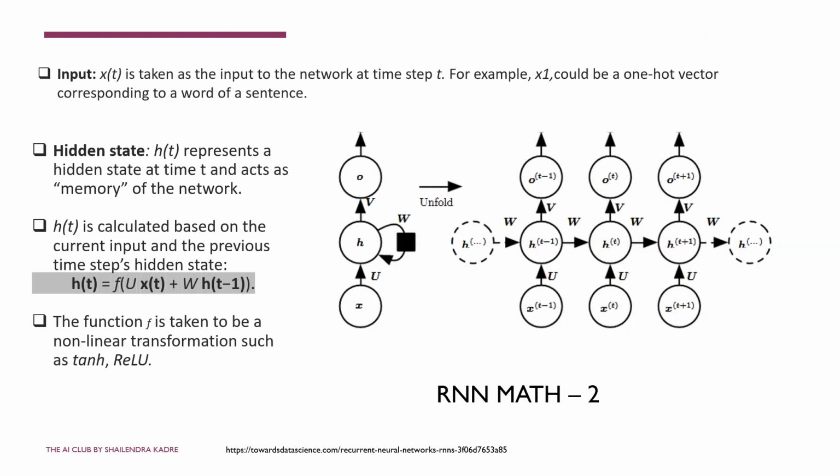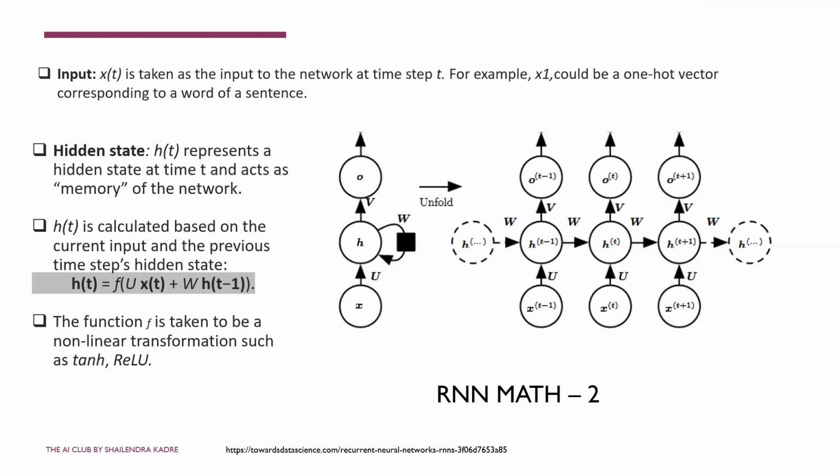Yes. HT is nothing but input from XT and HT minus 1, from the previous network, and XT, and both will get multiplied by their respective weights. Very simple. Malini madam, Shrutika madam, is it clear?